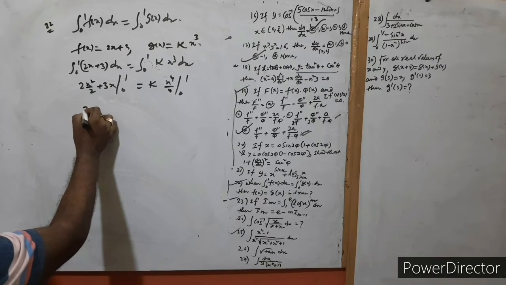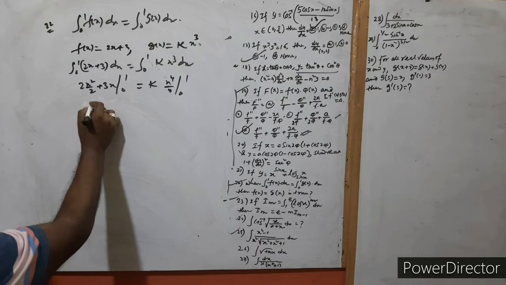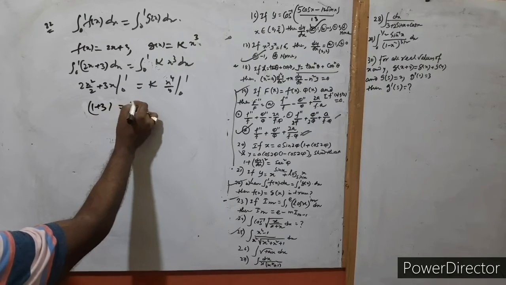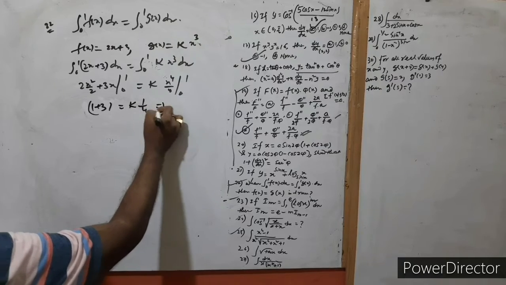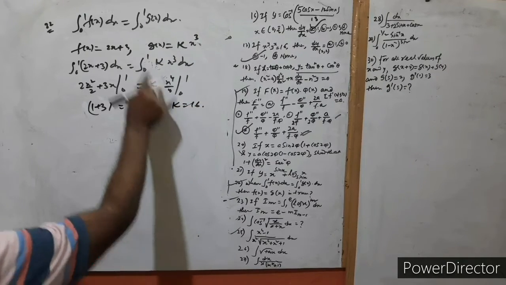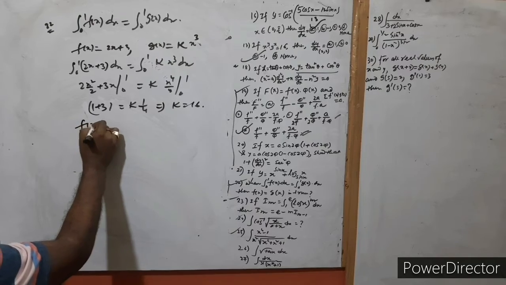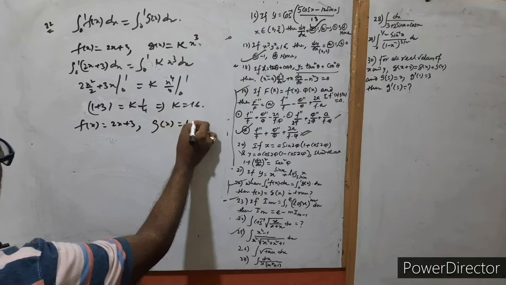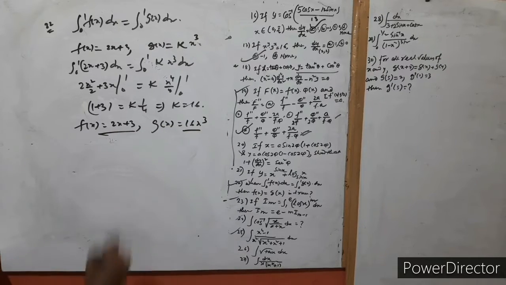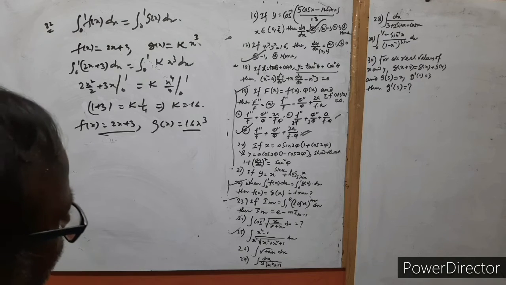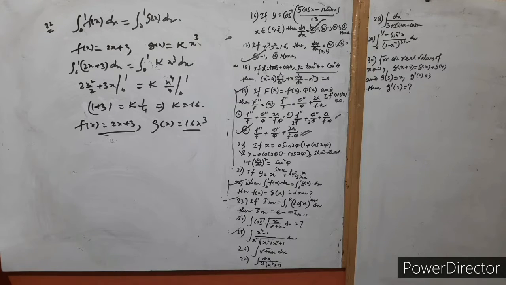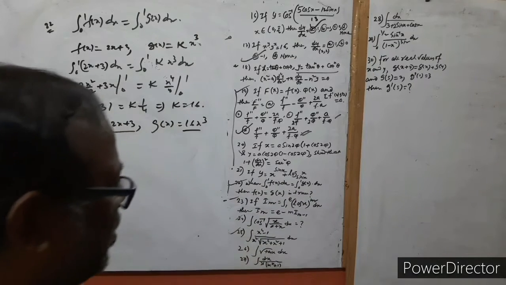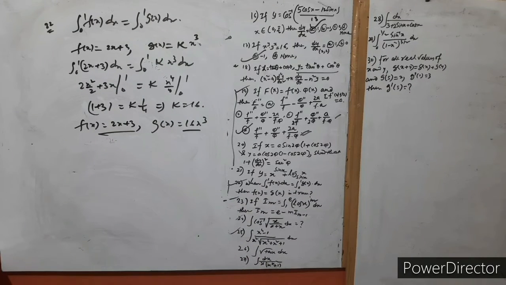So this is 1 plus 3, which is 4, and k into 1 by 4, so k equals 16. Now putting in the functions, f of x is 2x plus 3, and g of x is 16 x cubed. So the functions are not the same here, but the integration results are the same. So when the definite integrals are the same, the functions cannot be said to be always equal.